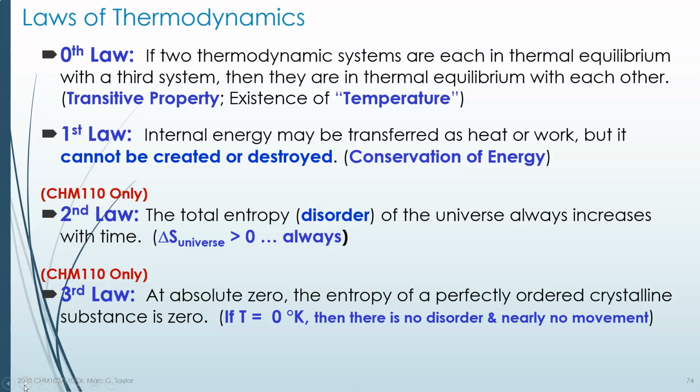You can think of this as if two rooms have a room in between them, and the doors are open between them, allowing the temperature to freely flow between room A and B, and the doors are also open between B and C, then A and C are also going to be at thermal equilibrium. And thermal equilibrium really just means they're all at the same temperature. They all have the same average kinetic energy.